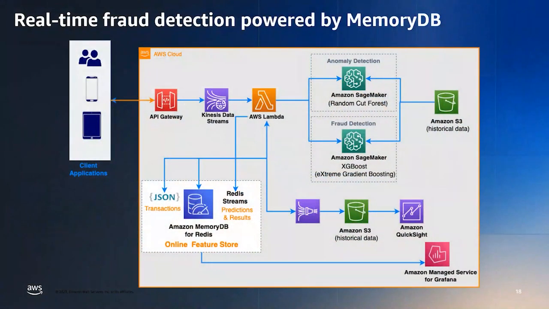Because of ultra-low latency features, it can support real-time fraud detection without diluting end-user experience. MemoryDB can be used to store the reference data or the counters data that is needed to identify fraud. It can also be used as a durable online feature store for machine learning inferences. As shown in the bottom right side of this diagram, you can use the JSON data type for storing transactional data and the streams data type for storing predictions and results.